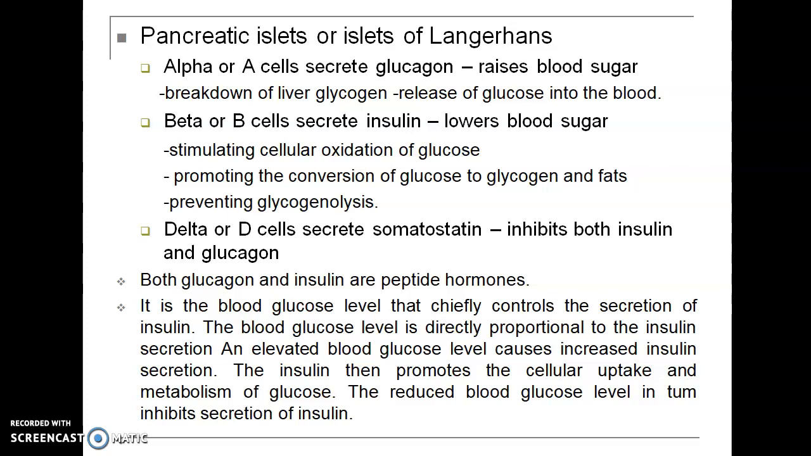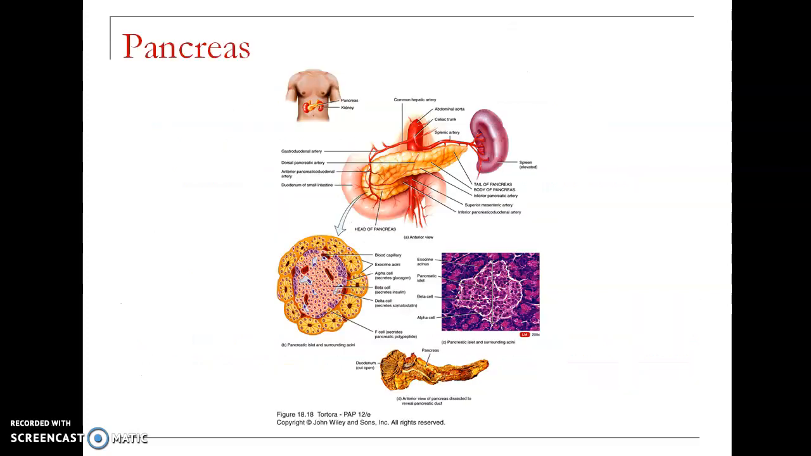If we take insulin as an example, the blood glucose level is the major factor which chiefly controls the secretion of insulin. The blood glucose level is directly proportional to insulin. If there is high blood sugar, there will be high secretion of insulin, and this insulin promotes the intake of cellular glucose and leads to the metabolism of glucose, and in this way reduces the blood glucose level. Whereas if there is a reduction in the blood glucose level, that will inhibit the release of insulin.